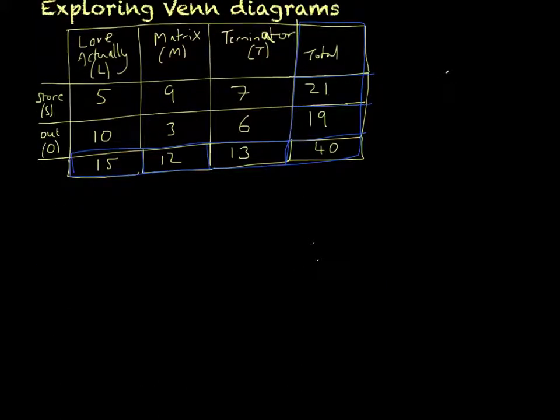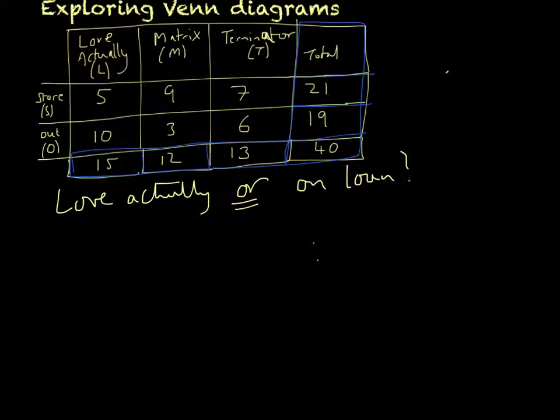Okay, now we're going to look at an OR again, but you'll see that you can't just add them together all the time, because you'll double count. So let's pick Love Actually. What's the probability of being Love Actually or on loan? So picking a video which is Love Actually or picking a video which is on loan. So I'm saying the probability of Love Actually or being on loan.